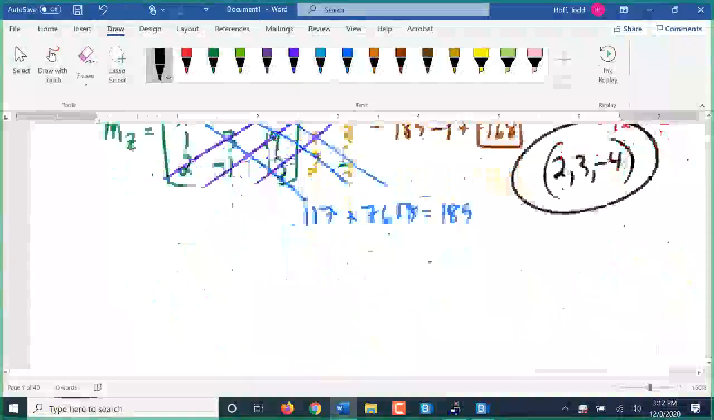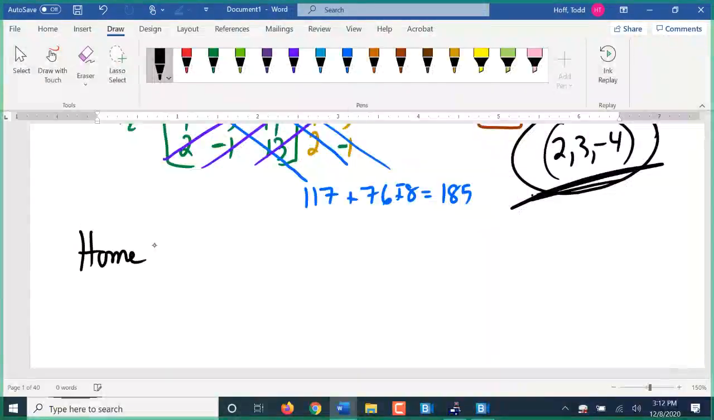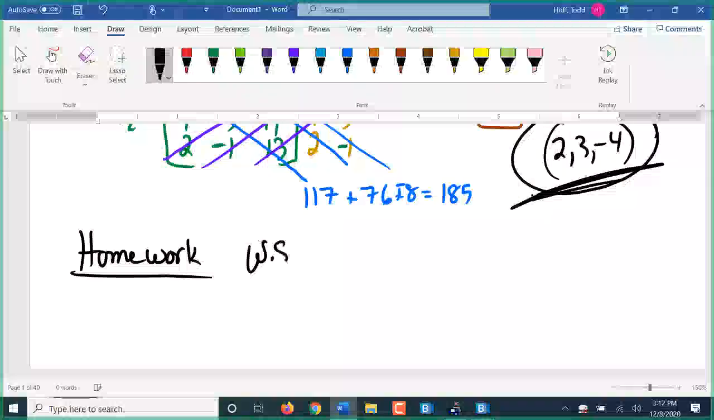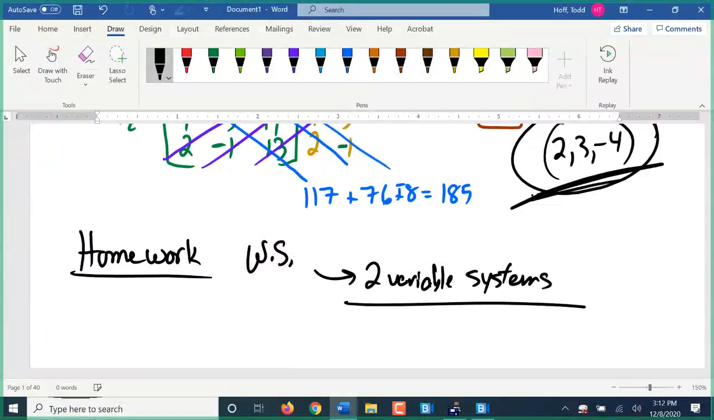We will look more at the 3 variable systems in Cramer's rule tomorrow. For now, your homework: there's a worksheet posted in Blackboard. I just want you to do the 2 variable systems for now. If you want to venture ahead into some of the 3 variable systems, you're welcome to. We will look at those more tomorrow, like I said. Anybody have any questions?